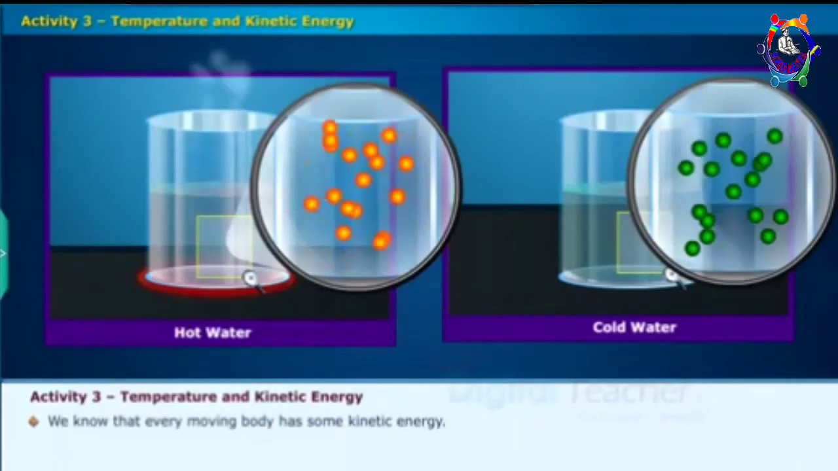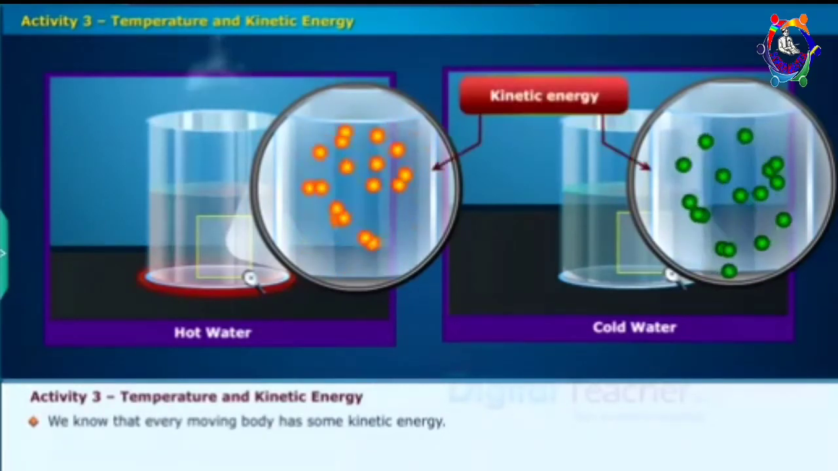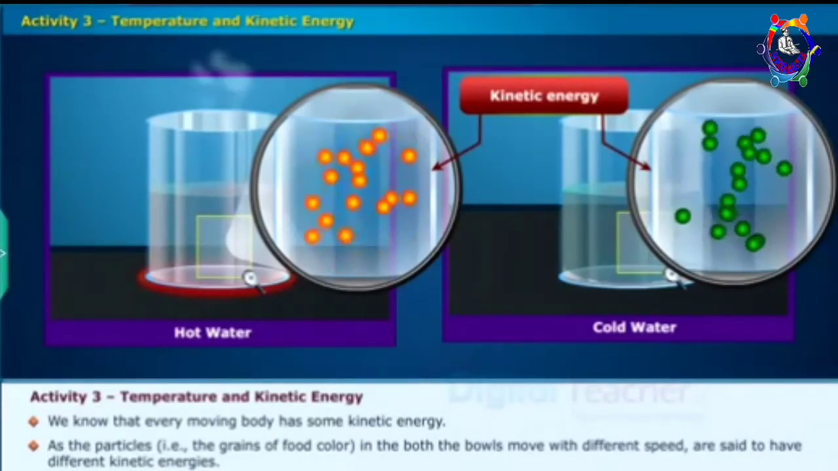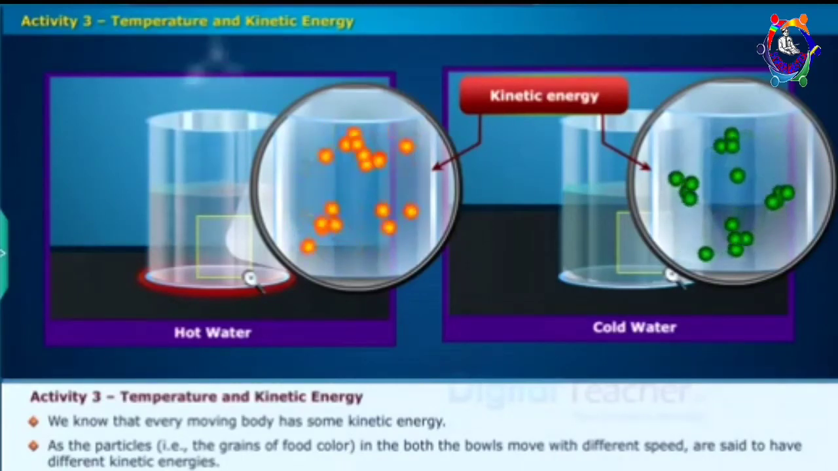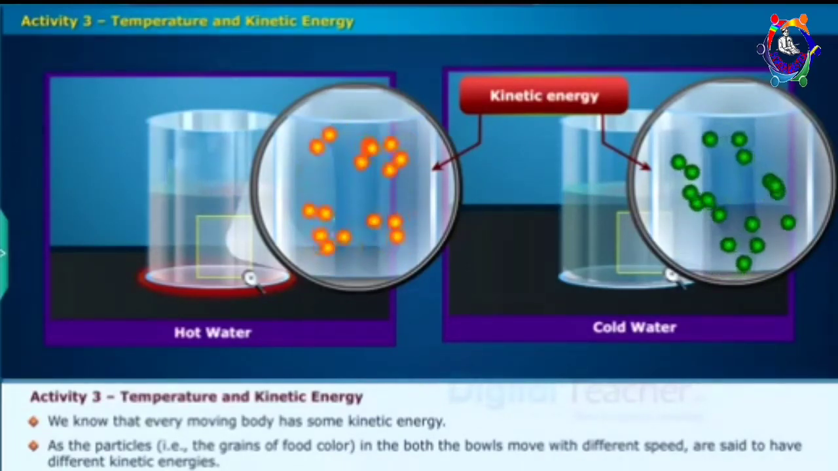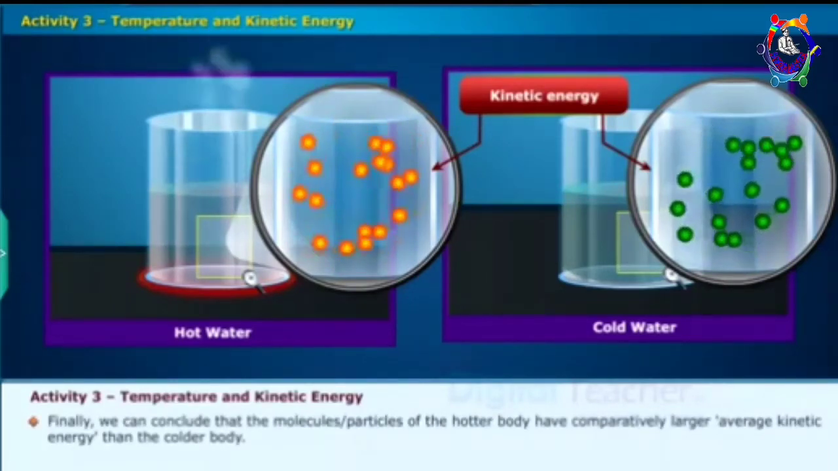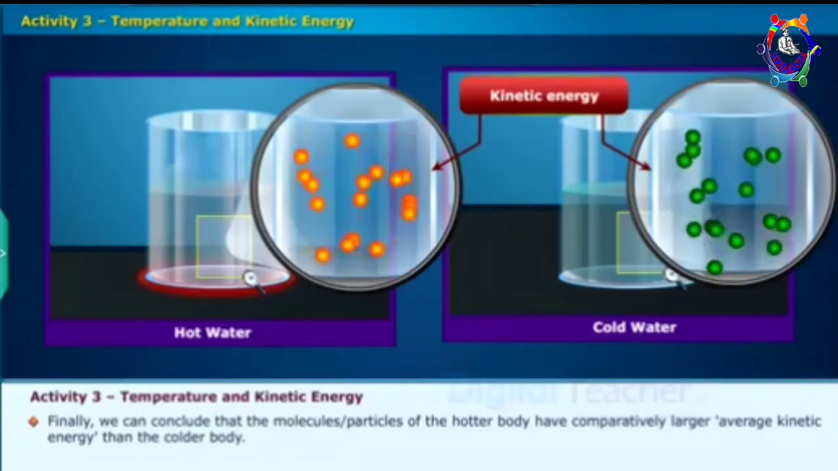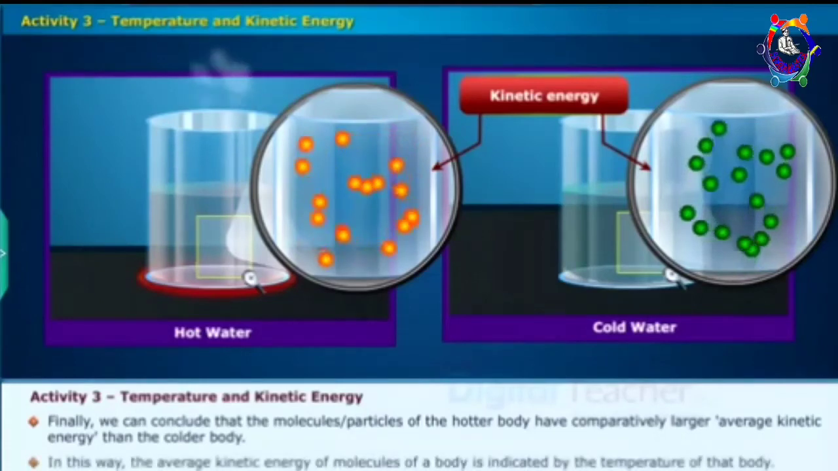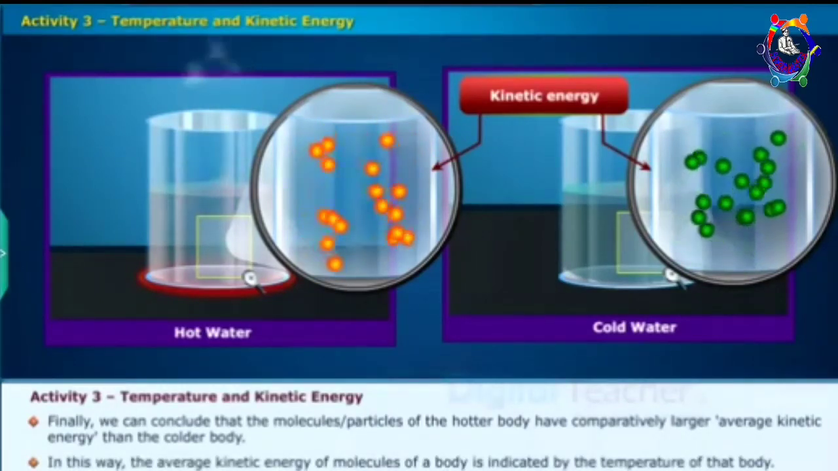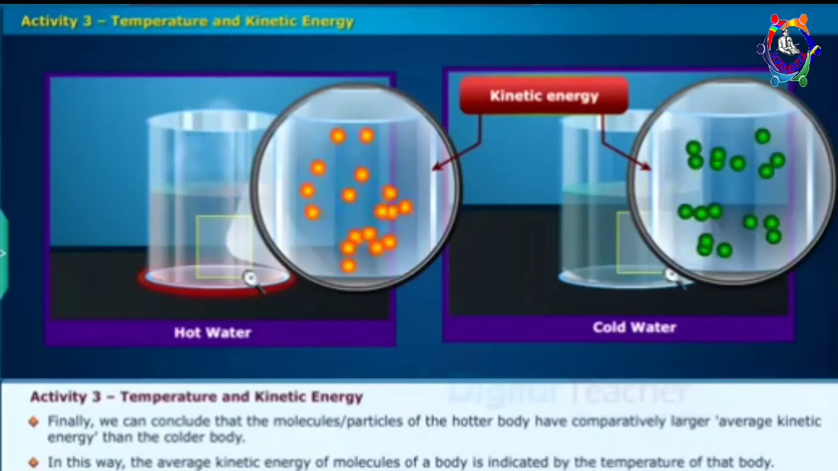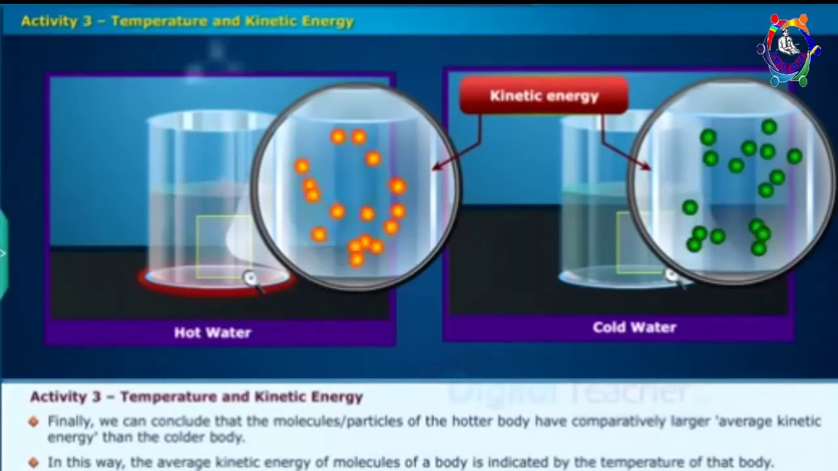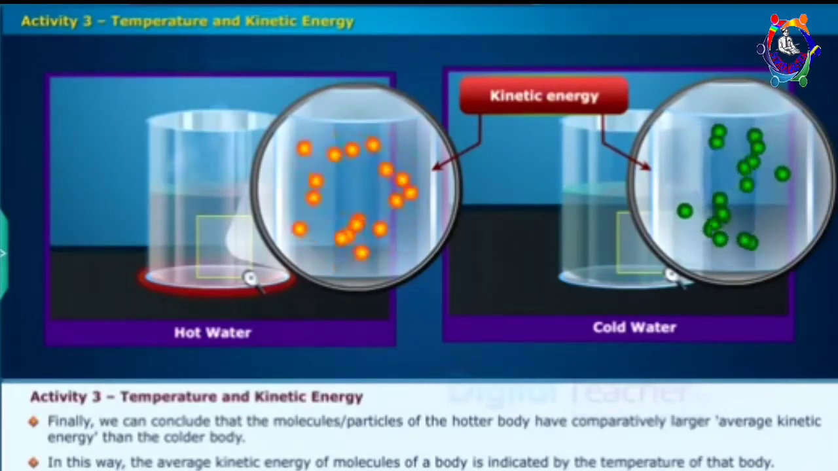We know that every moving body has some kinetic energy. As the particles, that is the grains of food color in both the bowls move with different speed, they are said to have different kinetic energies. Finally, we can conclude that the molecules or particles of the hotter body have comparatively larger average kinetic energy than the colder body. In this way, the average kinetic energy of molecules of a body is indicated by the temperature of that body. In other words, the average kinetic energy of the molecules is directly proportional to the absolute temperature.